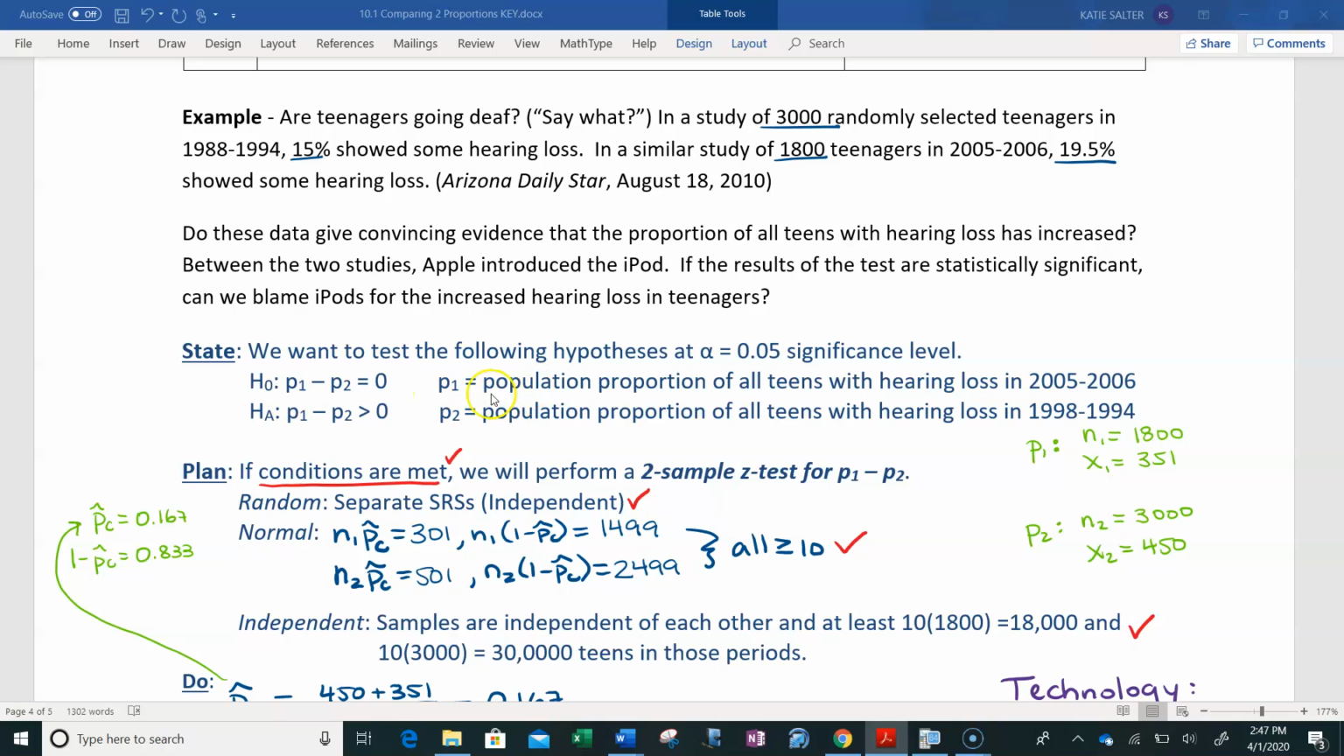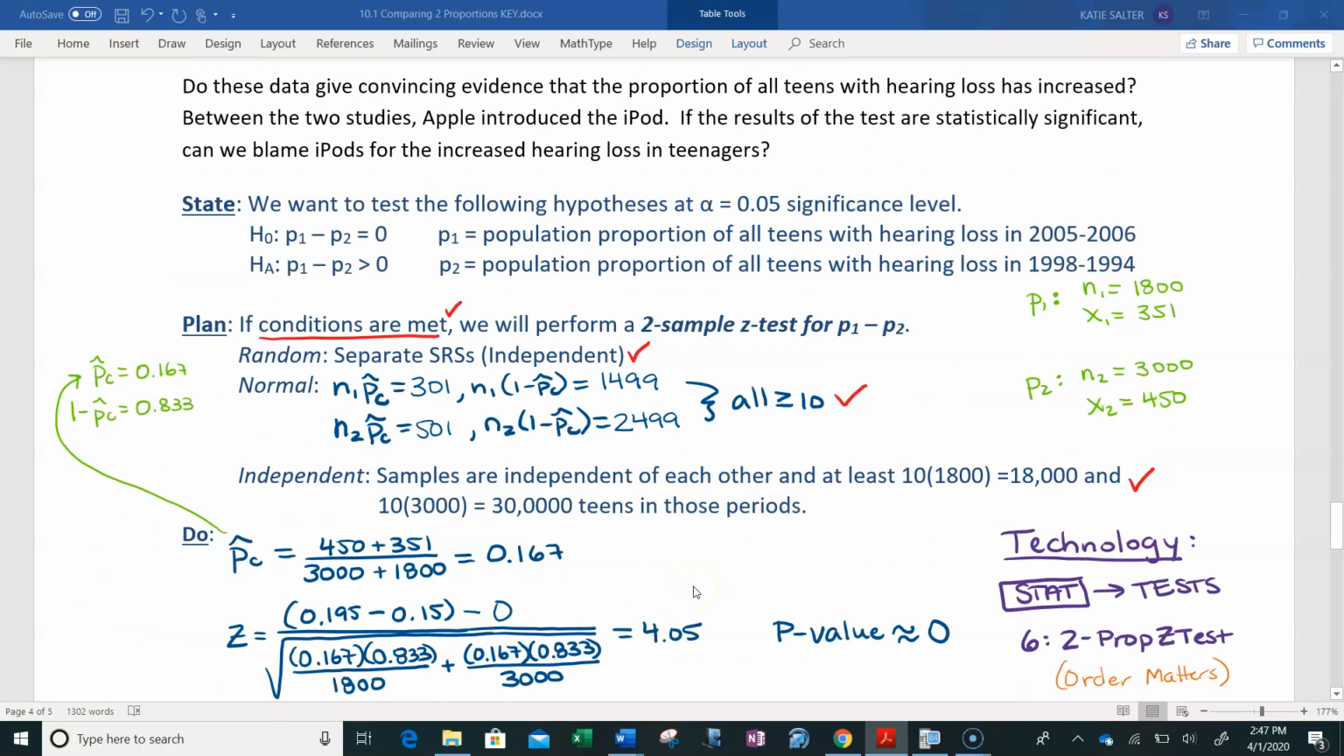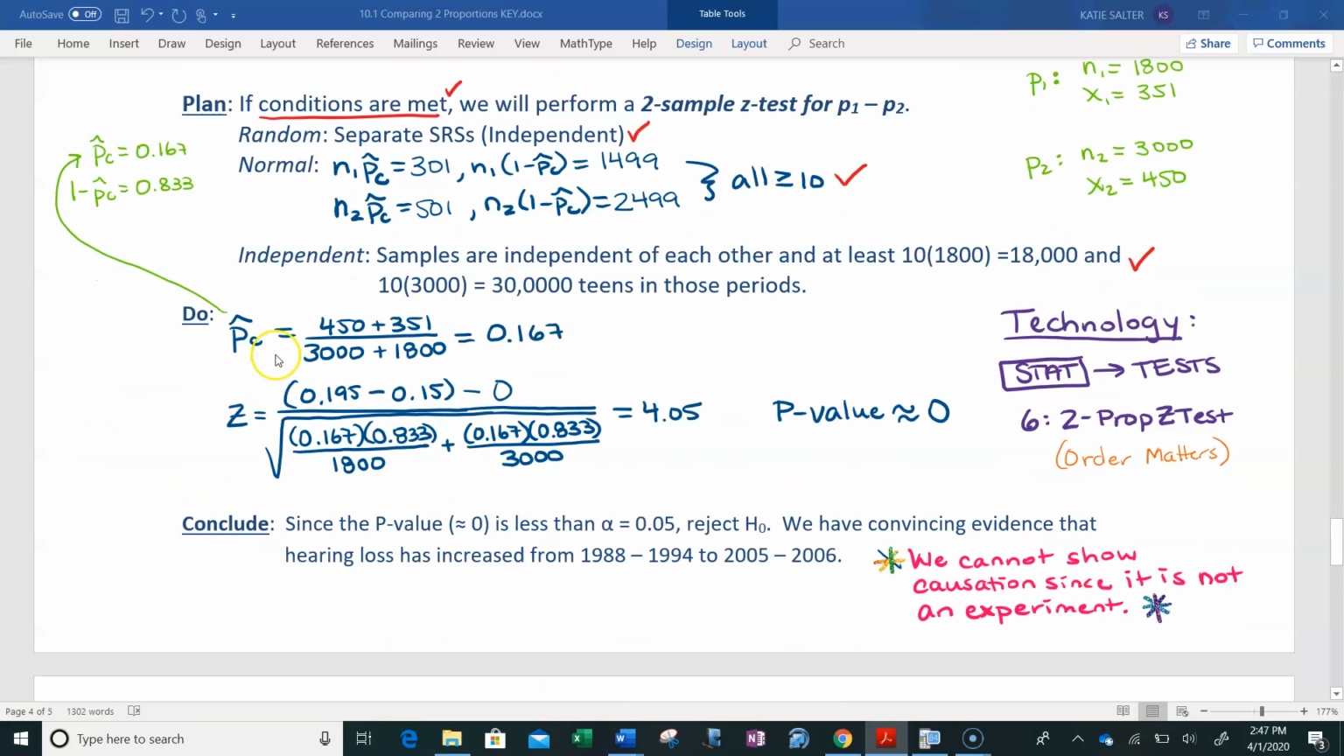And you must define your parameters right here. This is where the context comes in. Make sure you say population proportion or true proportion. Make sure you have independent random samples. Do your large counts condition. And in this case, because we were sampling from the population, we needed to do the 10% condition. Because I had done this last year, I have my pooled sample proportion down here. You're probably going to want to start doing it earlier because you're going to need it for this plan part.